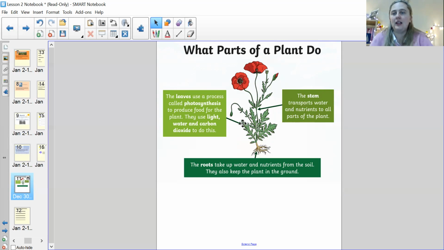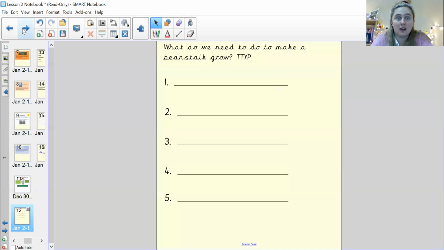And the leaves here, leaves. Well done. The leaves do something really special, and it's a very big word, but I'm going to tell it to you. It's called photosynthesis. It's a long word, isn't it? Photosynthesis is where the plant takes in the sunlight and uses the light, water and carbon dioxide, so things in the air, to make their own food. So it's the thing that happens to make plants food. It's a very crazy word, isn't it?